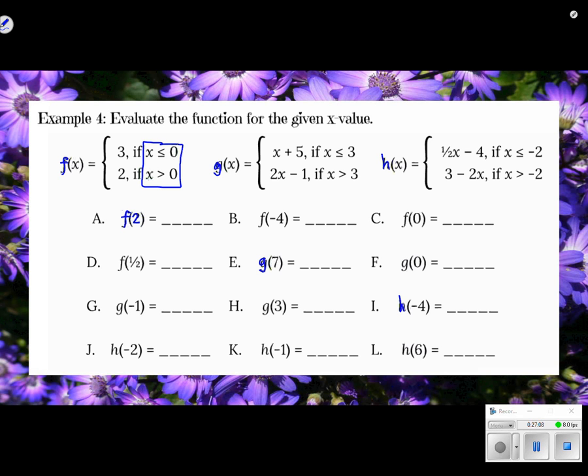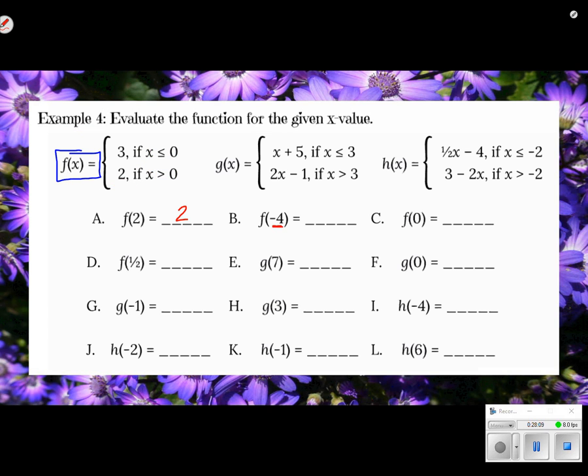Okay, so let's start with A. I'm going to erase all of this and we're going to start with A. So we're looking at f of 2. That means we're looking here at f of x. The rest, the g of x and the h of x, ignore for now. You have to make a decision. Is 2 less than or equal to 0, or is 2 greater than 0? Which one is true? 2 is greater than 0. So that means I'm going to look at this. If there's an x, I should plug in 2 where there's an x. There is not an x, so I only write down the y value that I have.